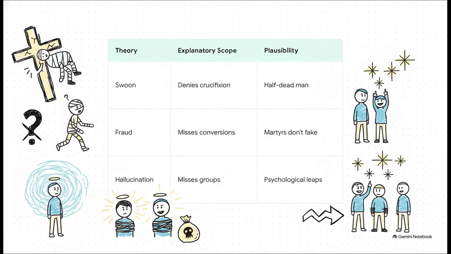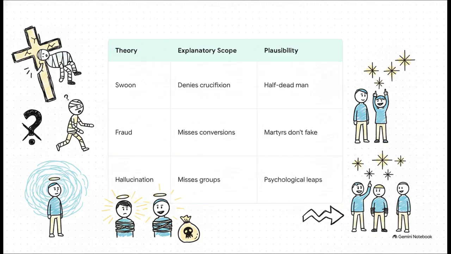Let's run the naturalistic theories through this gauntlet. First up, the swoon theory, the idea that Jesus just passed out on the cross. Well, this completely fails explanatory scope because it denies minimal fact number 1, lethal crucifixion. Furthermore, a severely wounded, half-dead man limping out of a tomb wouldn't plausibly inspire a massive victory movement. Next is the fraud theory, suggesting the disciples just stole the body. This totally fails to explain why an enemy like Paul or a skeptic like James would ever convert, and it fails plausibility because martyrs simply do not willingly endure torture for a hoax they invented themselves.